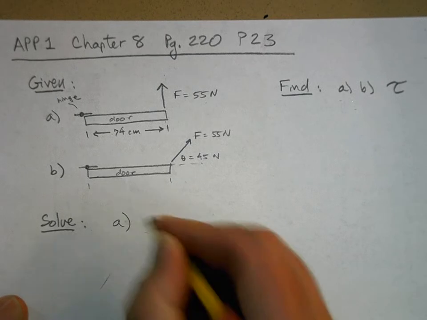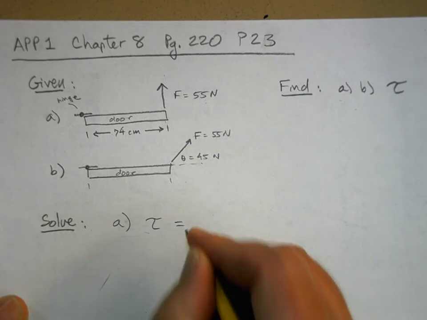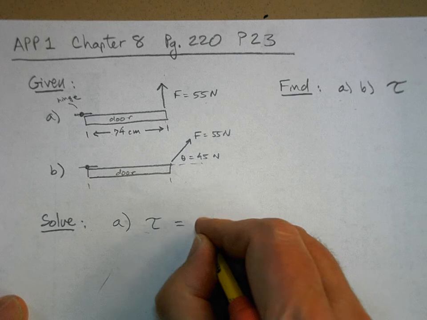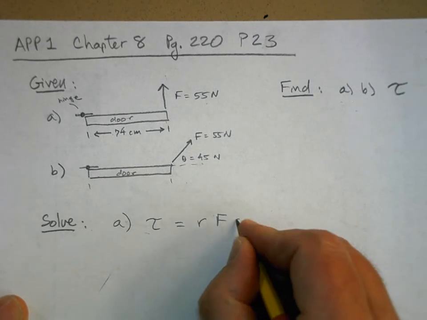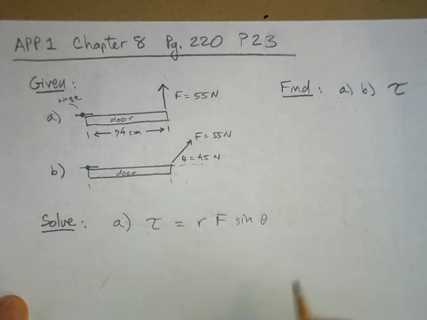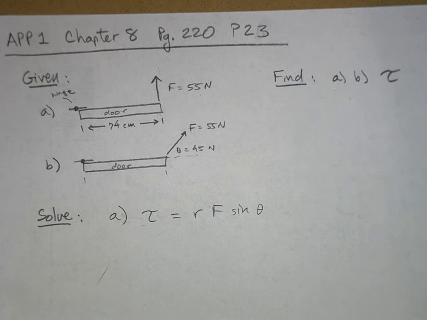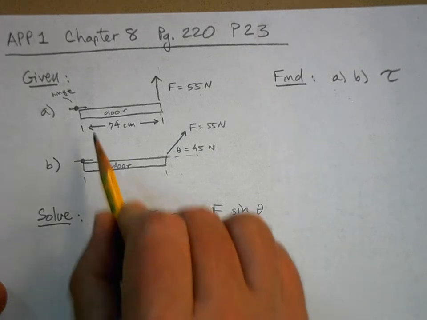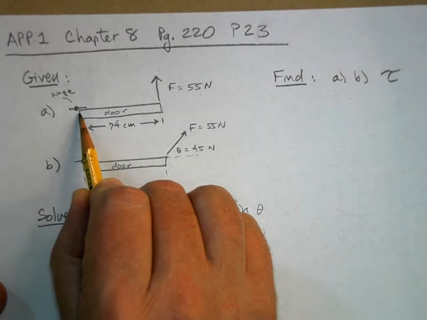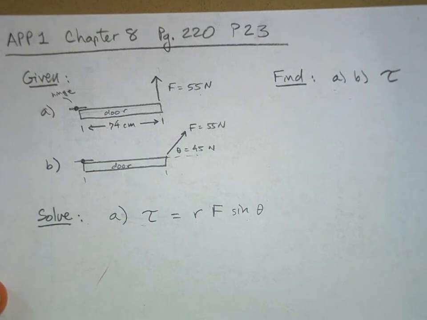So let's do part A. Torque from a force is equal to the lever arm times the force times the sine of the angle between. I kind of used that word lever arm incorrectly there. The lever arm is r sine theta. It's the perpendicular distance, the shortest distance from the axis of rotation to the application of the force. But anyway, r is from the axis of rotation to the application of the force.